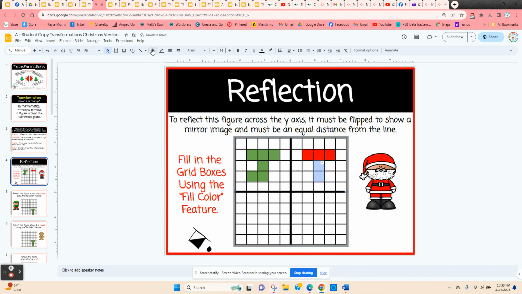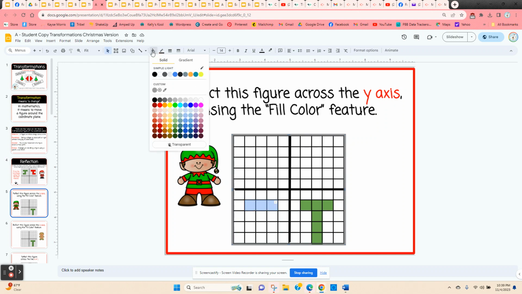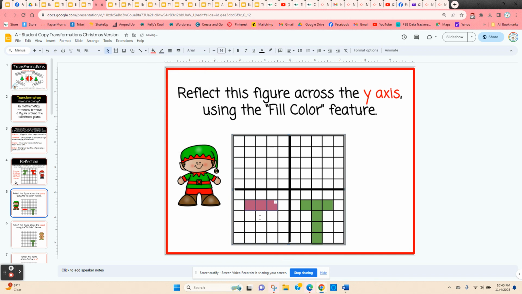Again, scroll across, and it needs to be a mirror image, equal distance from the y-axis. The next one is a T shape, and again we're going to reflect across the y-axis going the other direction. So students are just going to click and hold in the square they want to color, glide across, come up here to the fill color feature, choose any color, and here they will get a mirror image across the y-axis.